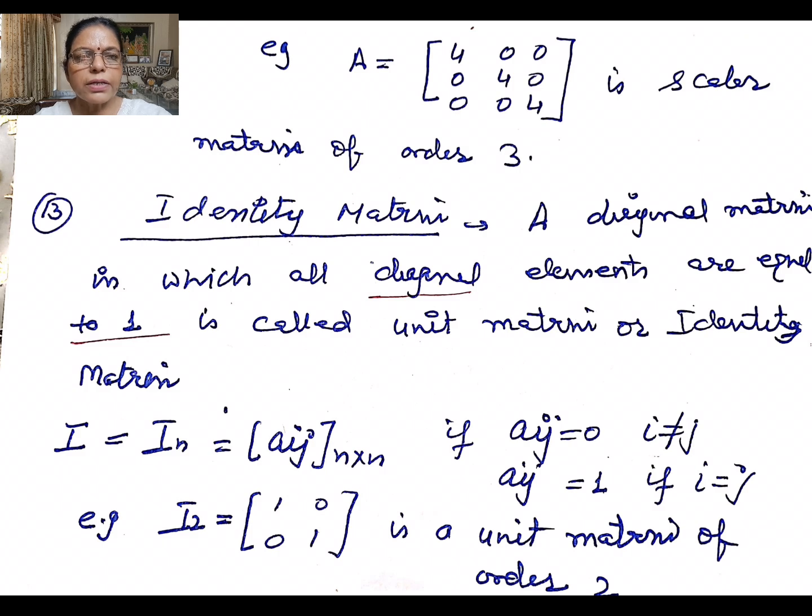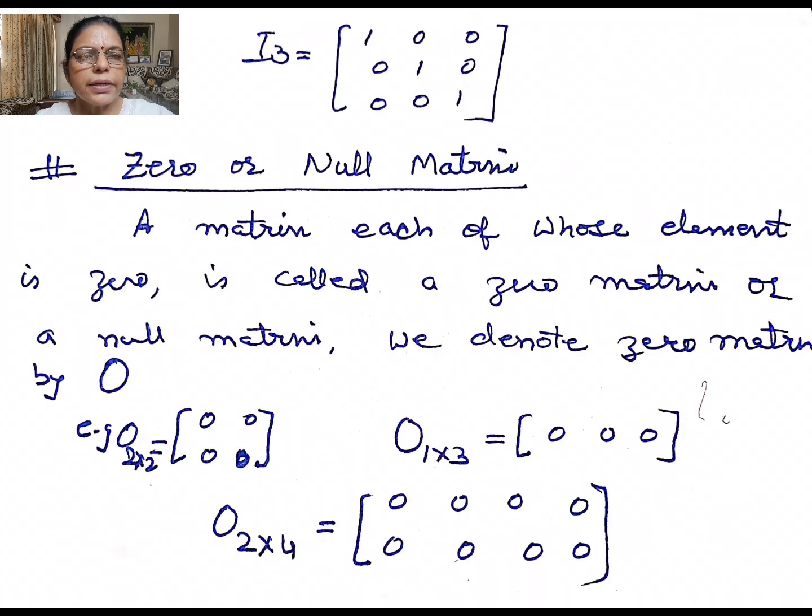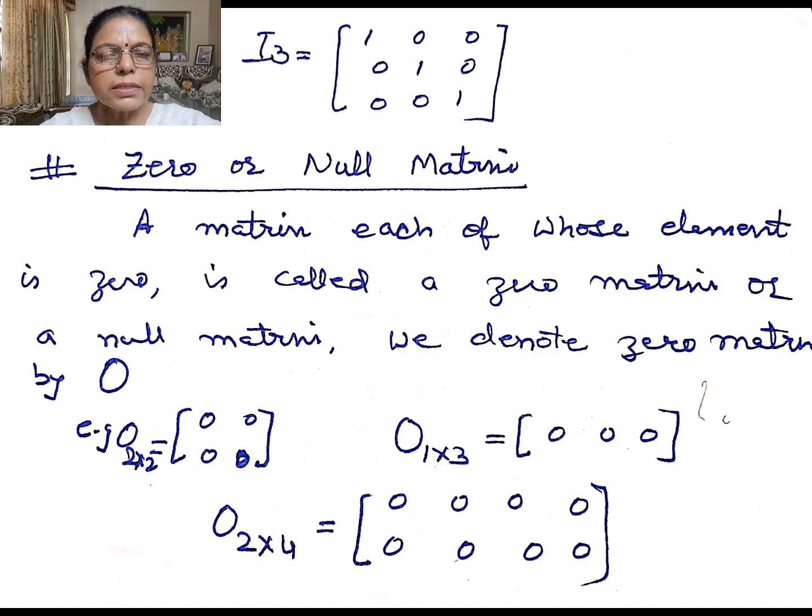Aij is equal to 1 if i is equal to j. Now identity matrix of the order 2, that is equal to 1, 0, 0, 1. Similarly, identity matrix of the order 3: 1, 0, 0, 0, 1, 0 and 0, 0, 1. Next come to 0 or null matrix.